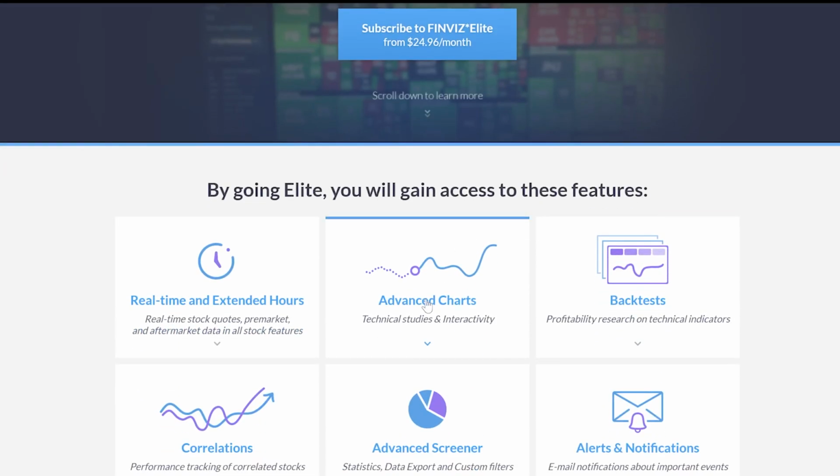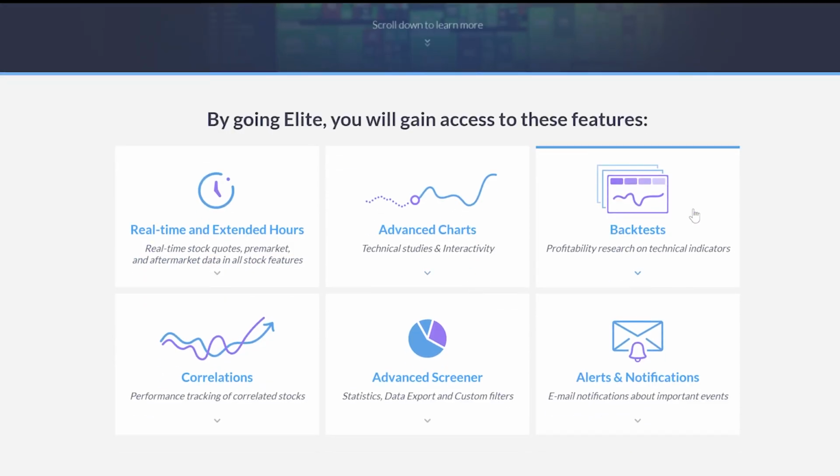Elite also comes with more advanced charting capabilities, backtesting, and a few extra screener filters. So Elite's worth considering, again, if you need that real-time data, as well as if you want more advanced charting capabilities within FinViz if you're not using an alternative charting platform like TradingView or something else. And so the final screener I want to talk about today is DeepView.